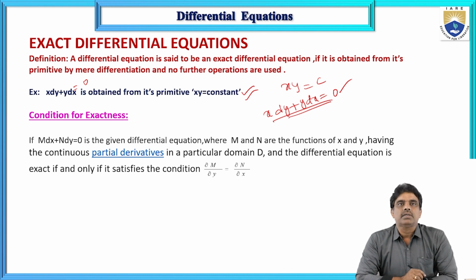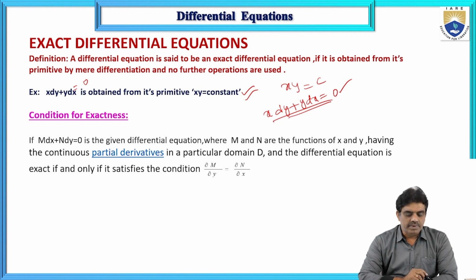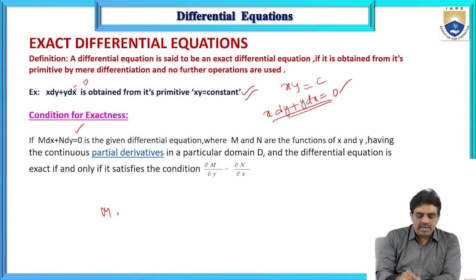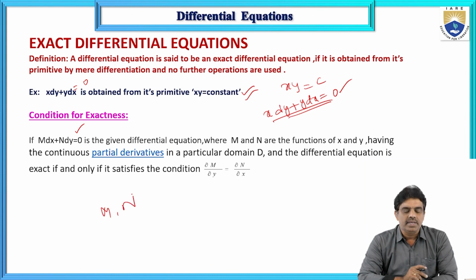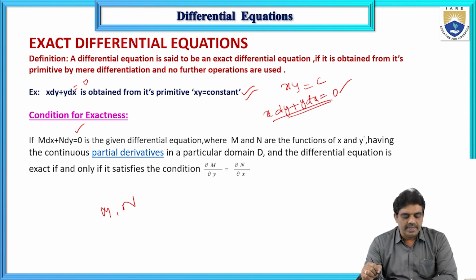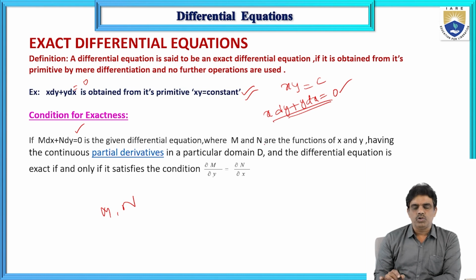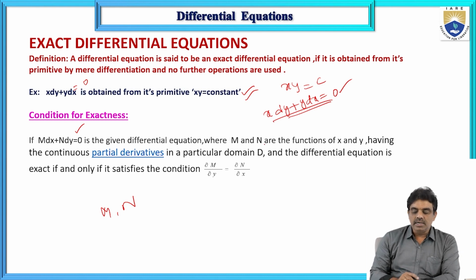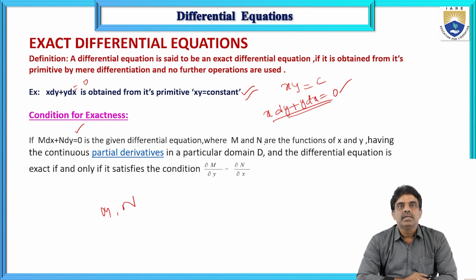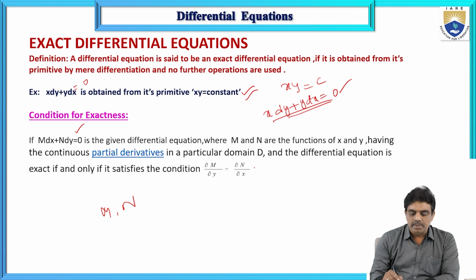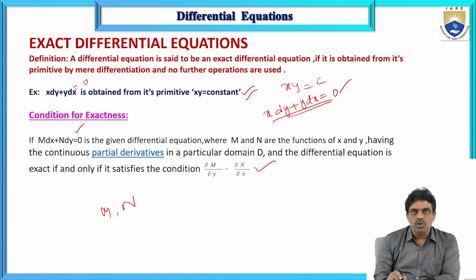Suppose the given equation is in the form m dx plus n dy is equal to 0, where m and n are functions of x and y, having continuous partial derivatives in a particular domain D. That means partial derivatives exist for both functions m and n. Then the differential equation is said to be exact if it satisfies the condition dou m by dou y is equal to dou n by dou x.